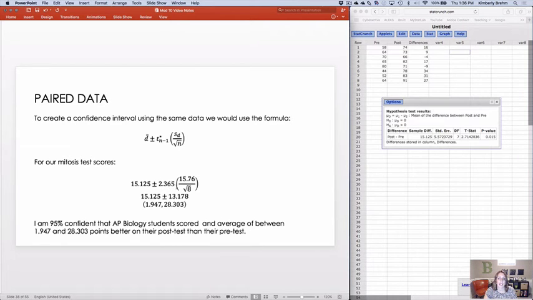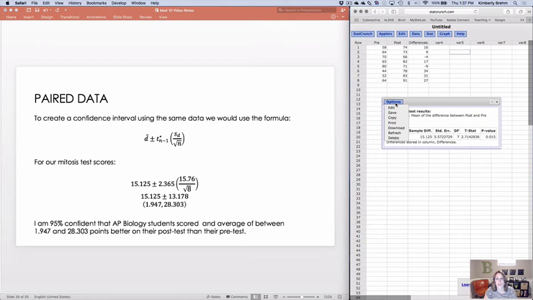The critical value is 2.365. Again, for degrees of freedom, it's easy. So there were 8 samples because we were only dealing with the differences. I don't care that there were 2 scores for each of those 8. I'm only dealing with differences, so my degrees of freedom is 7. So I would find this value by finding the 7 degrees of freedom for 0.975. But again, I'm just going to let the calculator do all of the work for me.